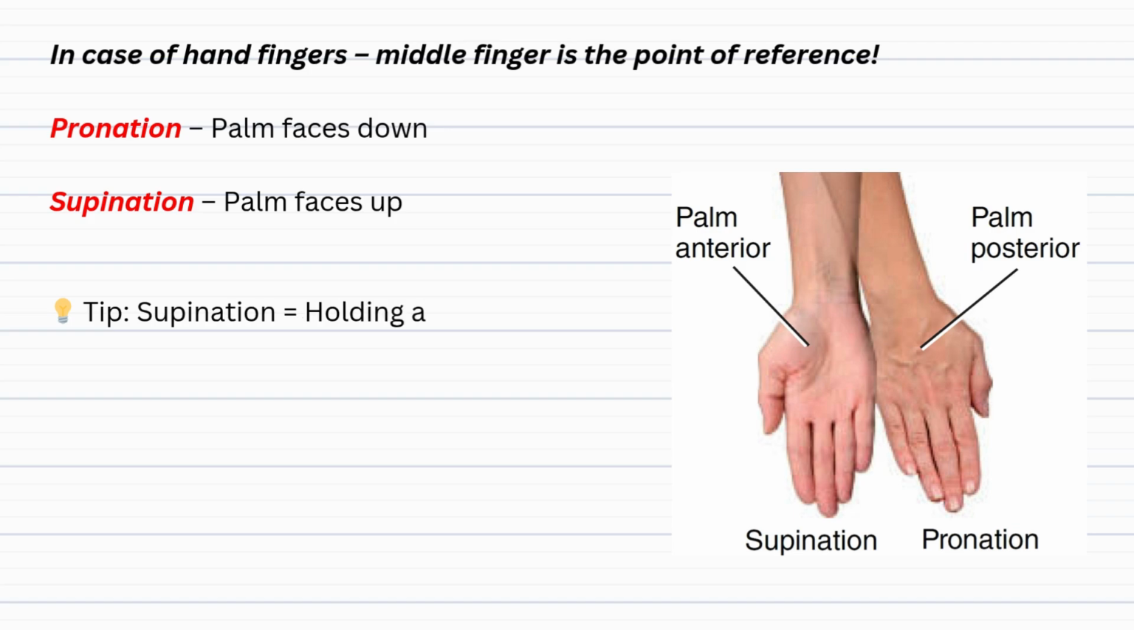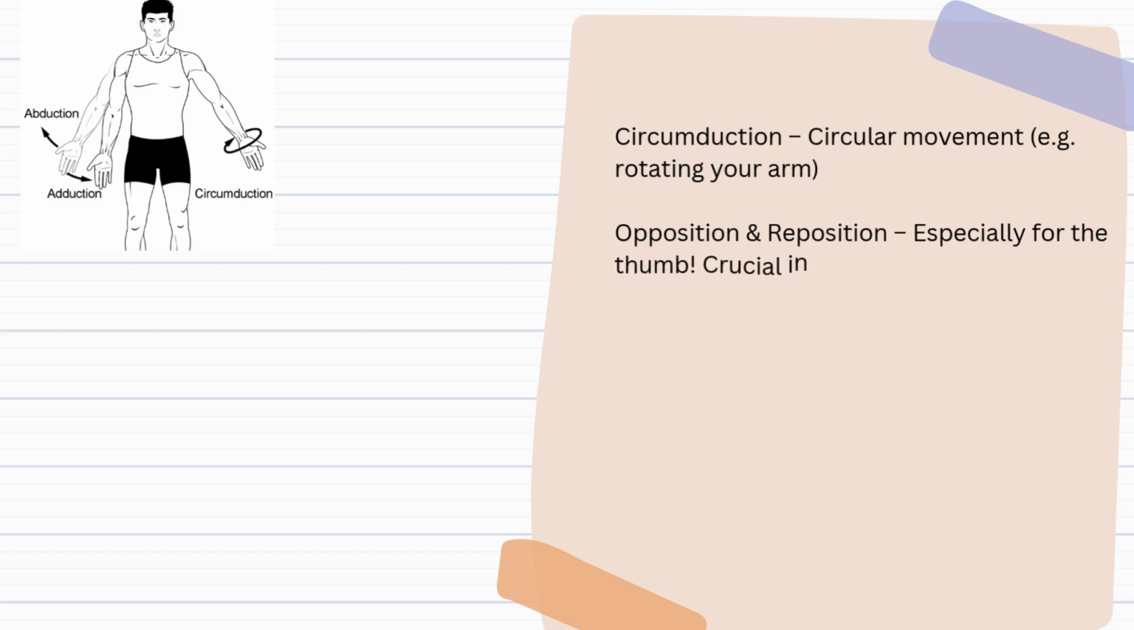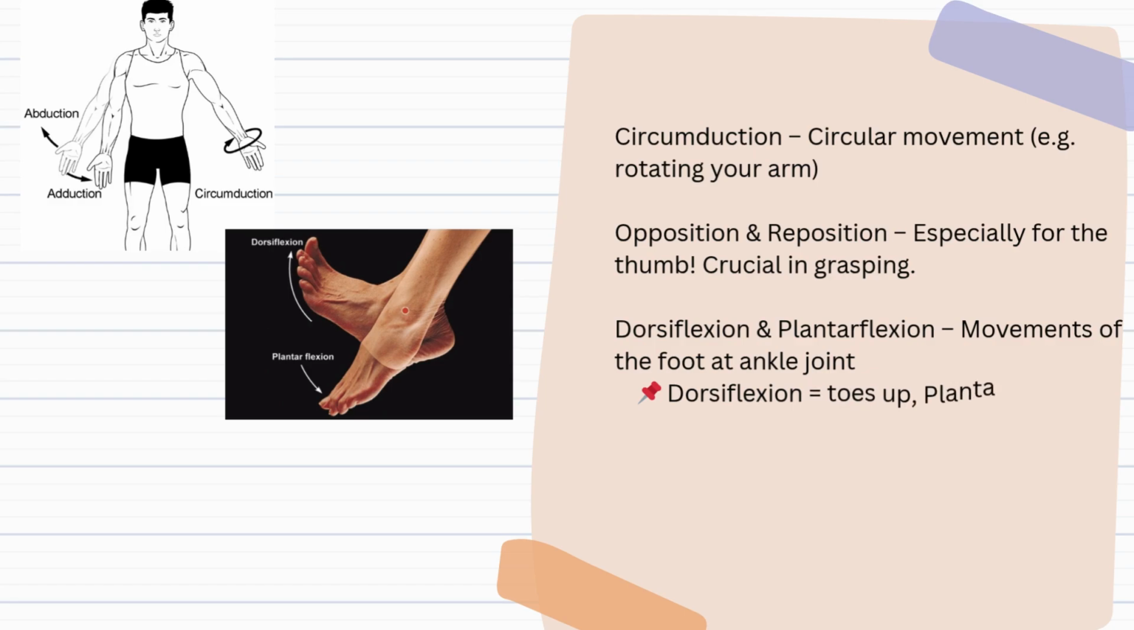Tip: supination equals holding a bowl of soup. Circumduction, circular movement, e.g. rotating your arm. Opposition and reposition, especially for the thumb. Crucial in grasping. Dorsiflexion and plantar flexion, movements of the foot at ankle joint. Dorsiflexion equals toes up, plantar flexion equals toes down.